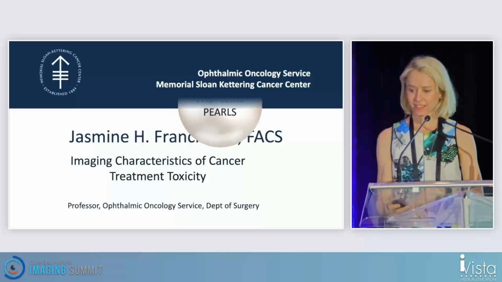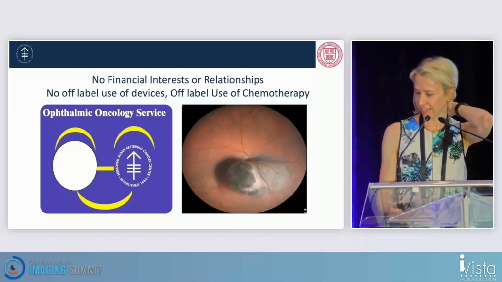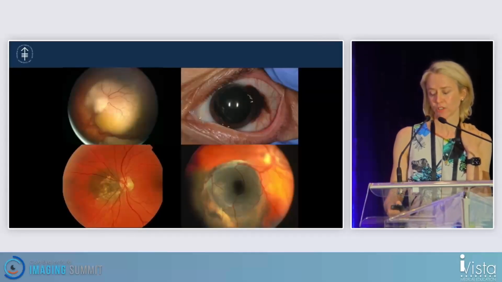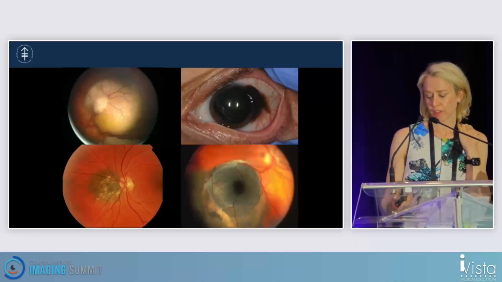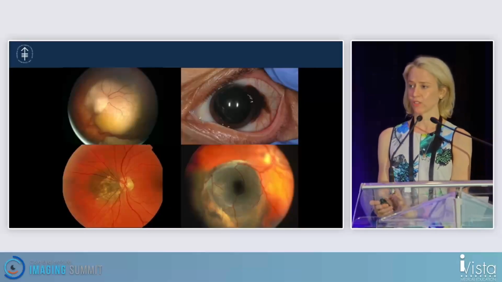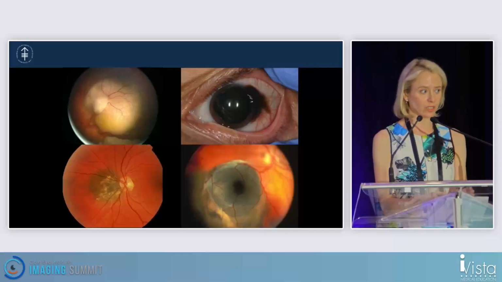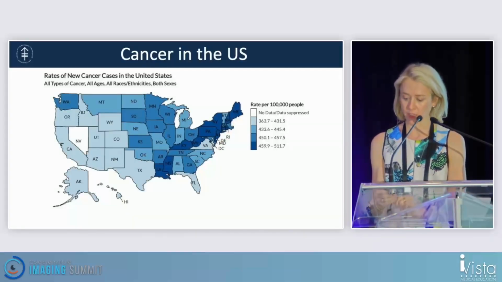Great. And I'm going to add some pearls in with this one. I have no financial or commercial interest. Most of my practice is to treat intraocular tumors, but as a result of that, or because I'm at MSK, I see patients who are on new cancer drugs who may well have toxicity from these new cancer drugs. And so that's what I'm talking about next.